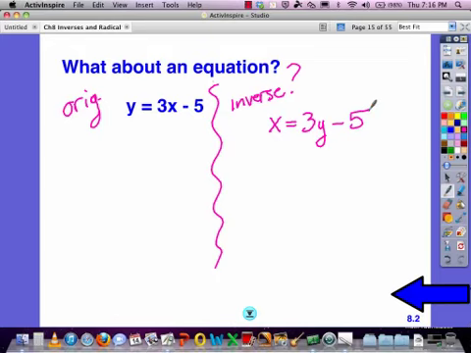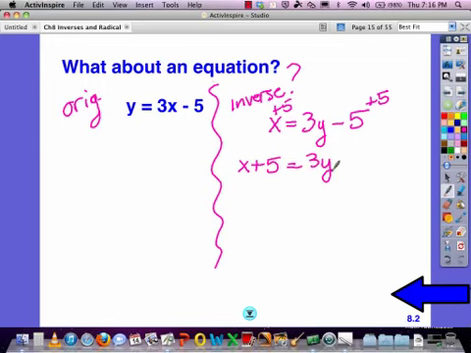Now, that means we really need y by itself like we had over in the original. So let's take this equation as is, and let's get y by itself. Do our algebra steps, rewrite it, get y by itself. Y is connected to the 3, and also there's a negative 5, so I think our first step needs to be add 5 to both sides. And if we did that, x plus 5 would now equal 3y.